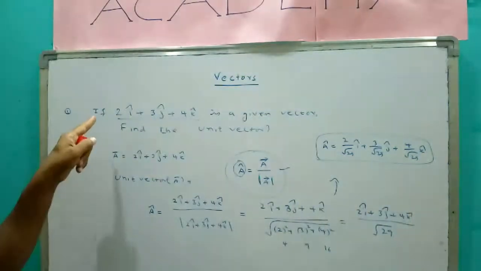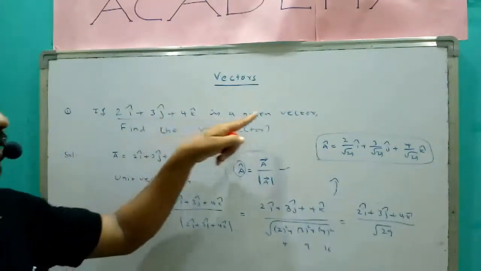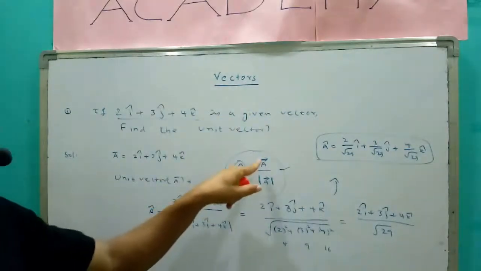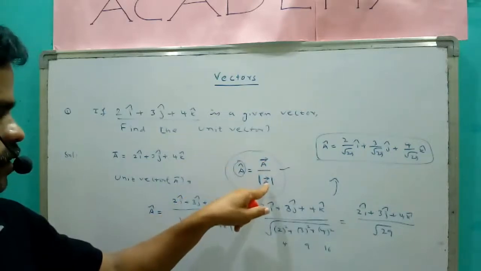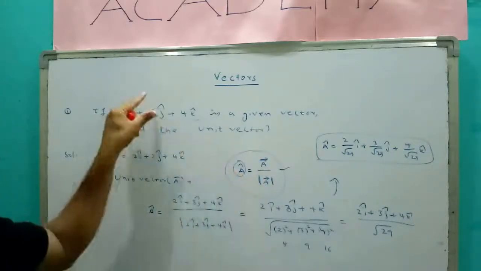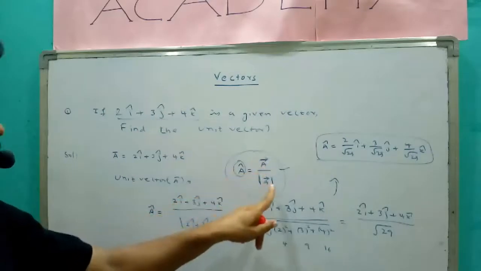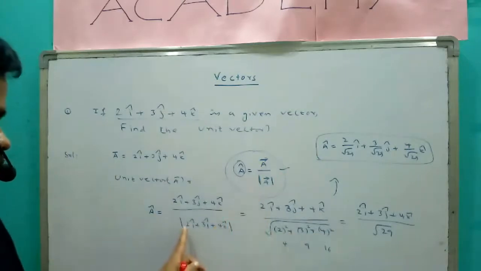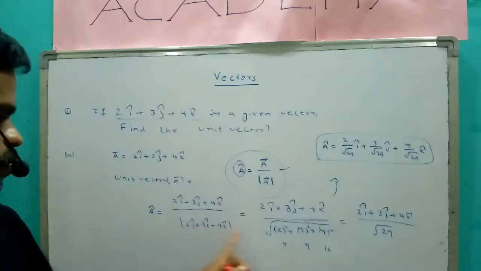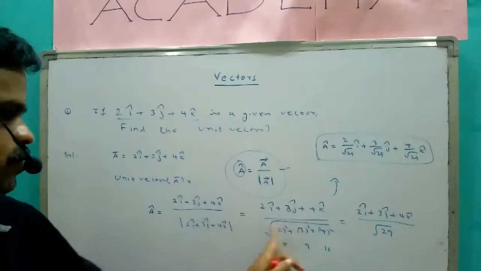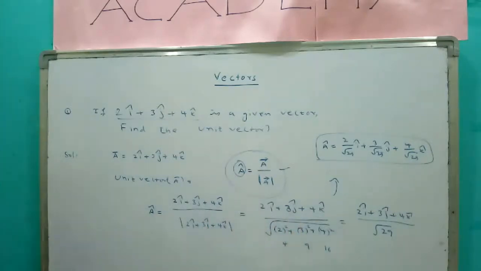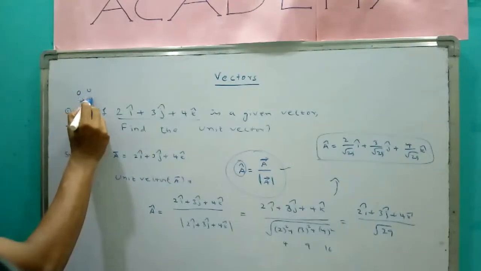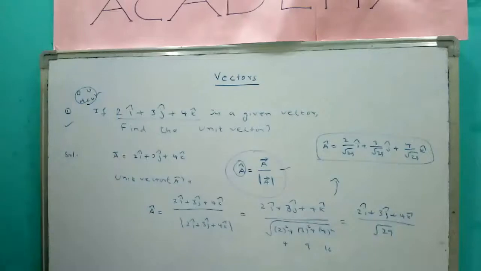The question is, if 2i plus 3j plus 4k is a given vector, find the unit vector for that vector. The formula is unit vector equal to vector A by modulus of vector A, where vector A is the given vector. How do we calculate the modulus? Just take the squares of the coefficients, 2 square, 3 square plus 4 square, under root. Like this we can calculate. In every entrance, if you go for OU or HCU, you will get this type of questions.